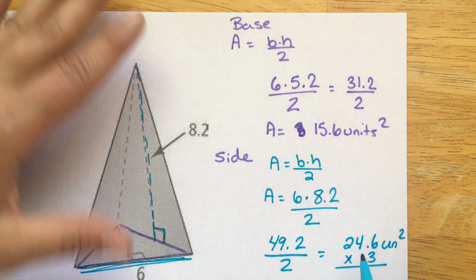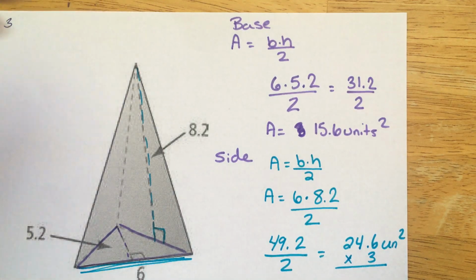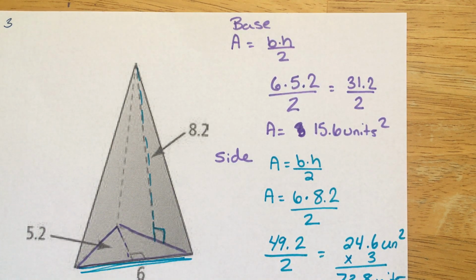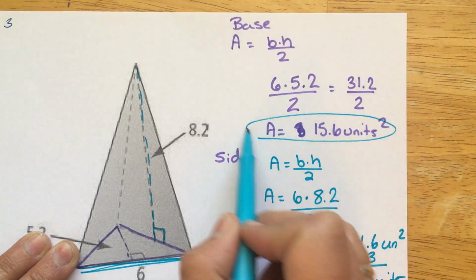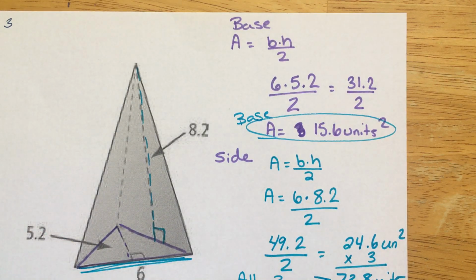Again, the calculator is the best thing ever, right? So when I multiply this by 3, I'm going to use my calculator. It's 24.6 times 3, and I get 73.8 units. I'm still not done. That's telling me how much it is for all 3 sides, right? This is telling me how much this is for the base or the bottom. What do I have to do now? I have to put them together.